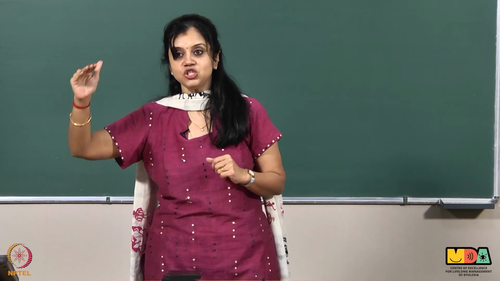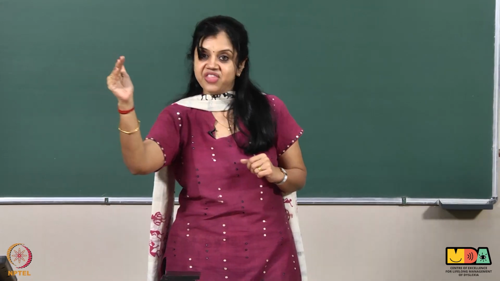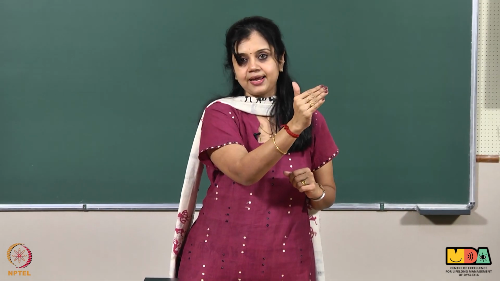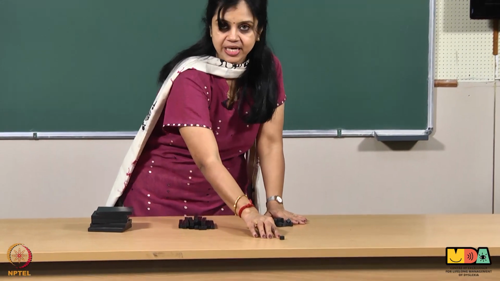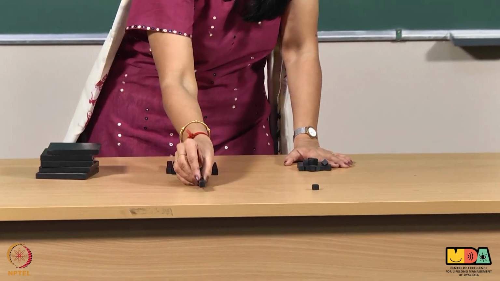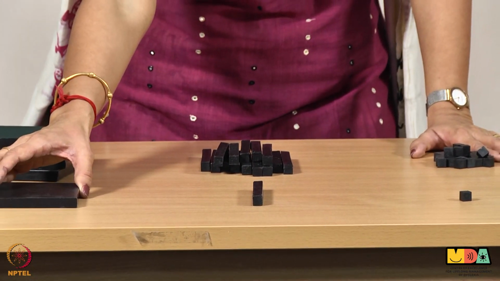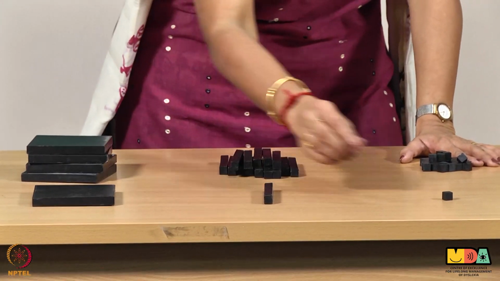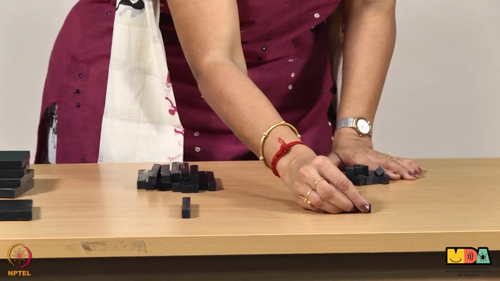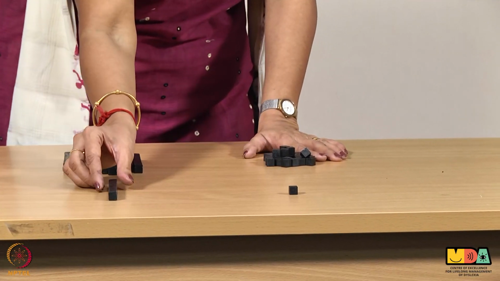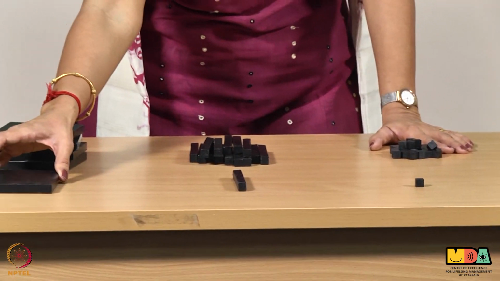That means the children should start looking at numbers from the rightmost one and then move slowly on to the left side. Now, look at this one. This looks very tiny. Then we have the rods which look a little bigger, and then we have the cube which is big. Now, when we look at the tiny one over here, the small cube, we call it units. Then this represents the tens and this represents the hundreds.